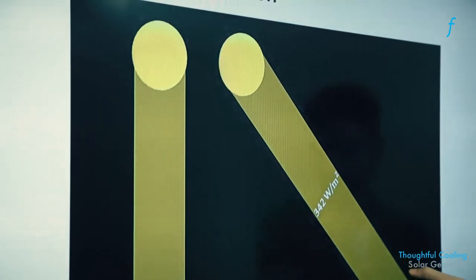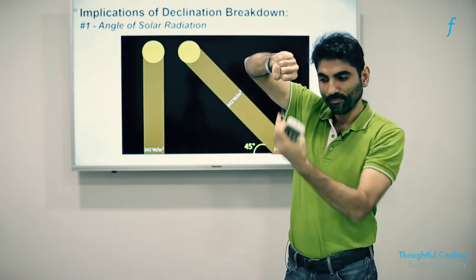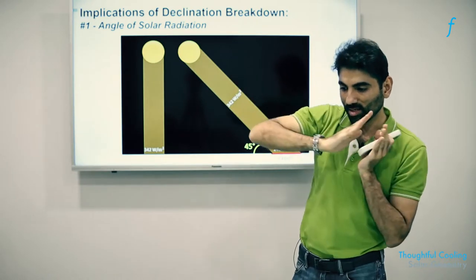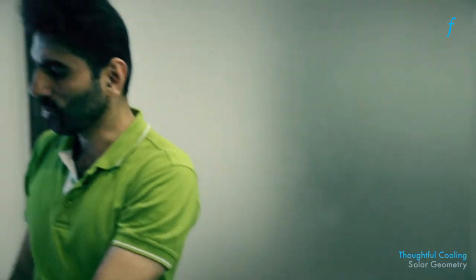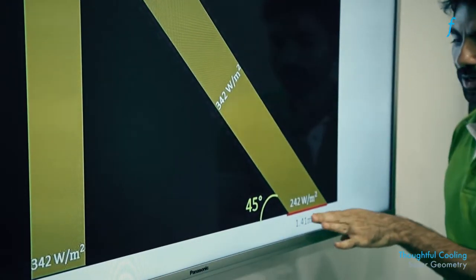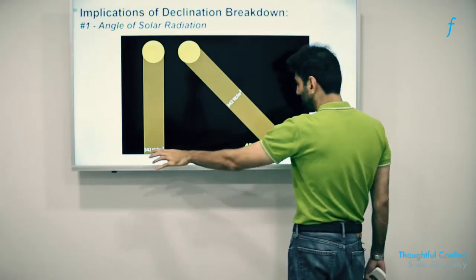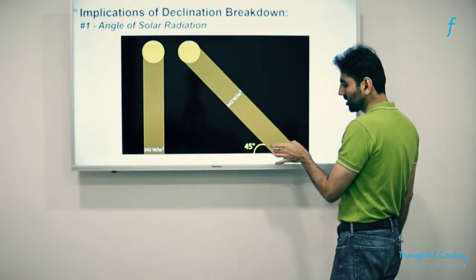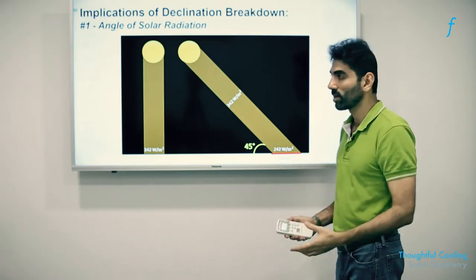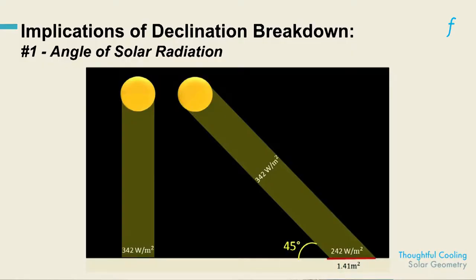Now the same beam, if I tilt it, and we can do this experiment with a torchlight. If I were to take a flashlight and hold it normal to the surface, it would create a very concentrated spotlight on the ground. Whereas the same beam, if I just shift it to a certain angle, you will see that it spreads over a larger horizontal area, which is what is happening here. You can see that 342 watts per meter square is becoming 242 watts per meter square, which is a dropping off of approximately 30%. One third of it is dropping off. This is the case of winter in the Northern Hemisphere. The sunlight is spread over more area, which is why it feels a little cooler. Right? So this is the first implication of the declination of the Earth's axis. The angle of solar radiation changes.